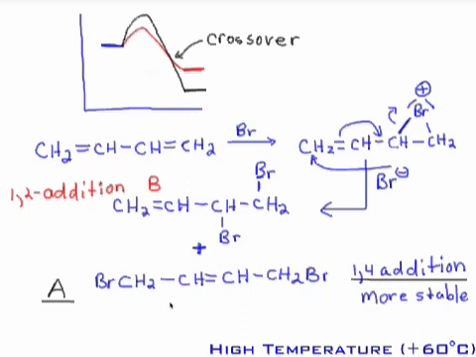So there you have it, the solution to the question. Because of kinetic and thermodynamic control, we can identify products A and B. B is the 1,2 addition product, and A is the 1,4 addition product.